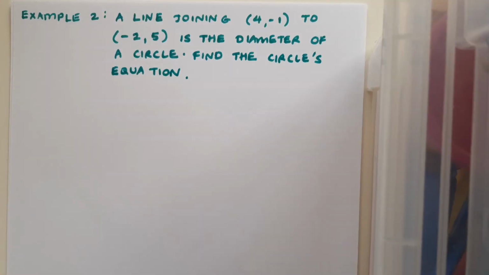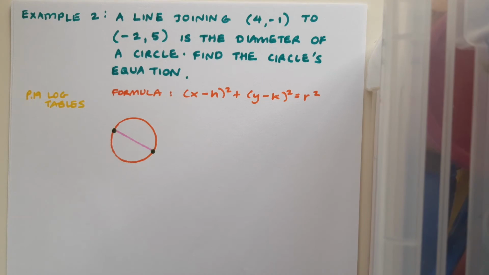So here's our second example. A line joining (4, -1) to (-2, 5) is the diameter of a circle. Find the circle's equation. So it's a good plan to make a note of the formula. Again, page 19 of the log tables. And also not a bad plan to visualize what the question is telling us.